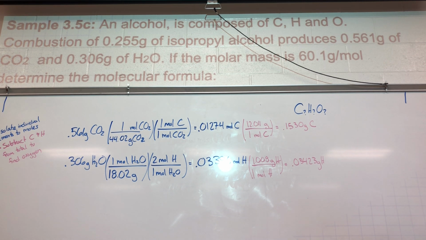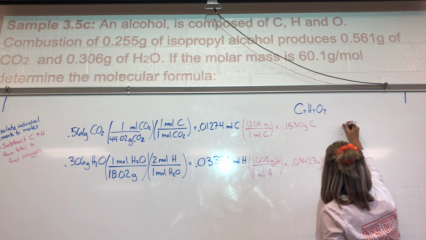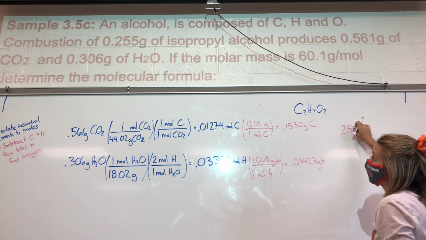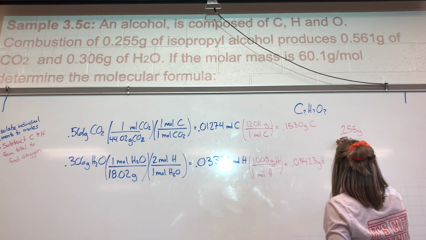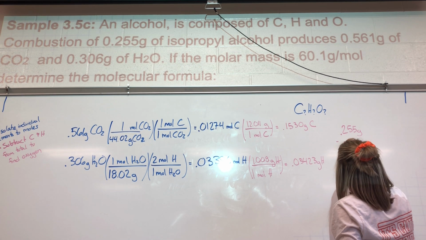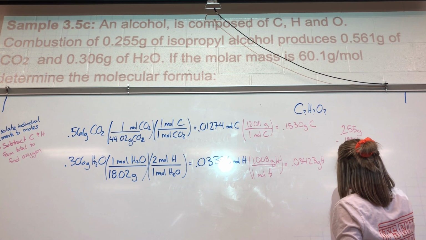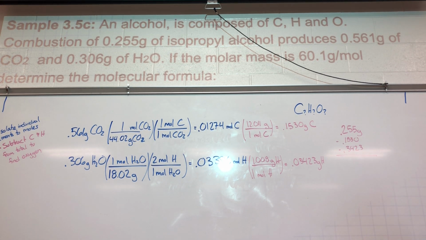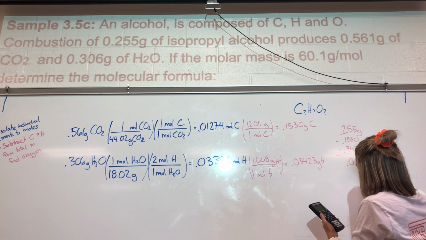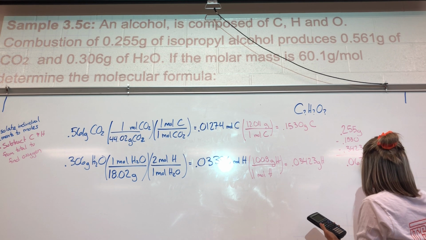Give me a second to write that. So now I'm going to take my total, 0.255 grams. Once again, if you draw an arrow, that was just given in the problem, and it would always be given because you know how much you're analyzing. And then subtracting 0.1530 and 0.3423. Zero, 6, 7, 7, 6.